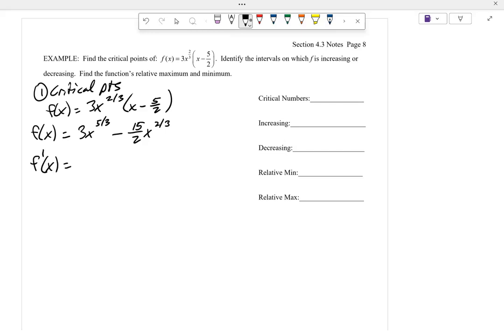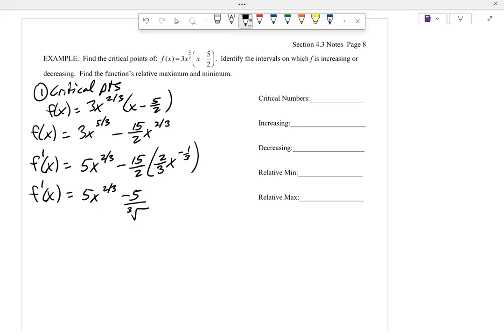Power rule. So I got 15/3, I got 5x to the 5/3 minus 1, so 5/3 minus 3/3, 2/3. Minus, let's see, constant stays there, I'd have 2/3 x to the 2/3 minus 1, so negative 1/3. So we got 5x to the 2/3 minus 30 over 6, so minus 5 x to the negative 1/3, so 5 over the third root of x.